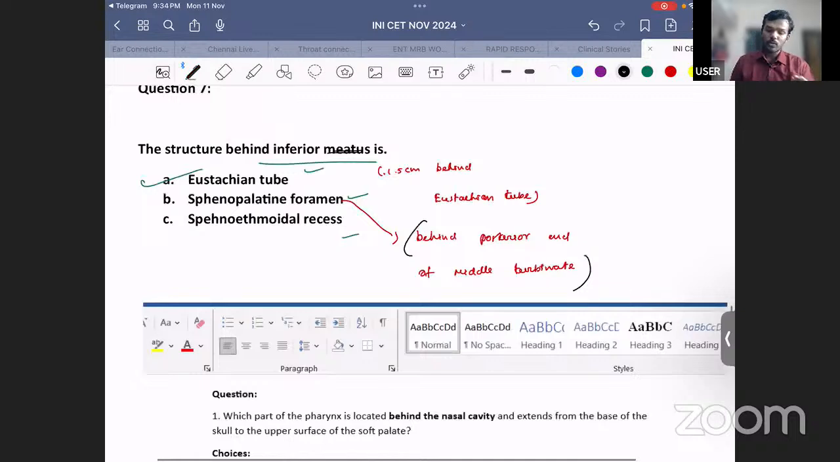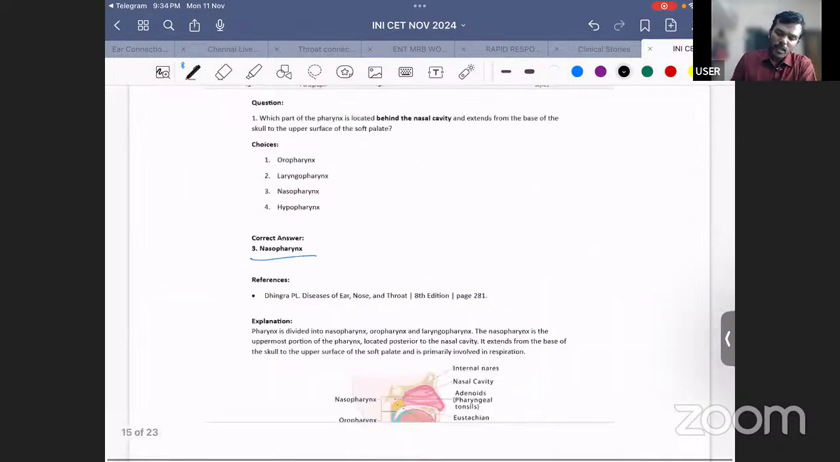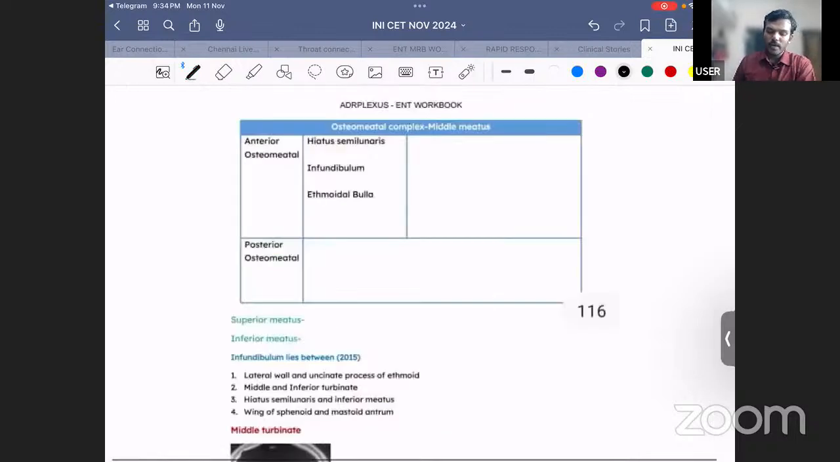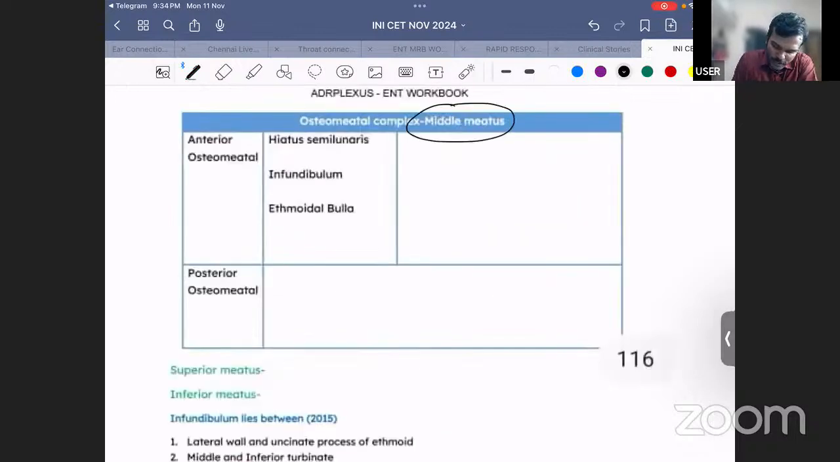Fine. So we also can learn about the osteomeatal complex, which is an opening for the middle meatus. The middle meatus is an opening for the sinuses: maxillary sinus, frontal sinus, anterior ethmoidal sinus.